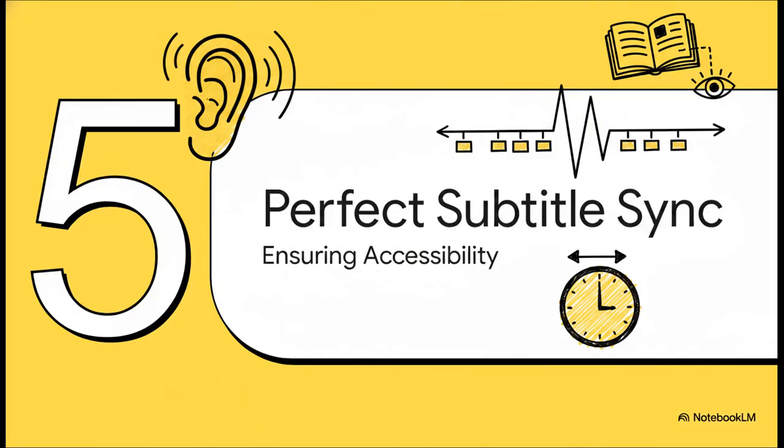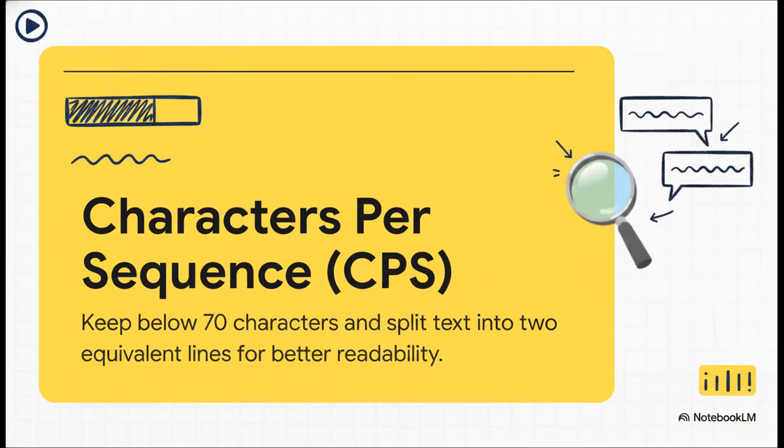And finally, Section 5, Perfecting Subtitle Sync. We've reached the very last step of the post-production pipeline, which is ensuring accessibility and cognitive ease through absolutely flawless synchronization. Look, if your viewers are relying on text to retain your message, structure is everything. CPS, or characters per sequence, is your golden metric here. The best practices from CheckSub say you should really keep your CPS below 70 and cleanly split the text into two relatively equivalent lines. Doing this drastically improves readability. It stops the viewer from feeling completely overwhelmed by a giant wall of text.